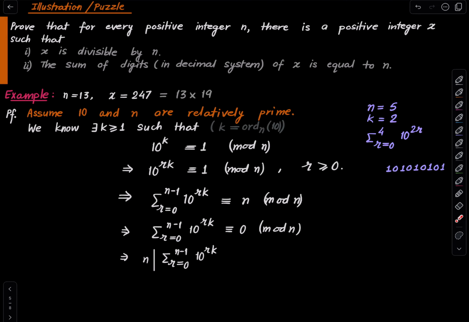When this assumption does not hold, you can easily modify the solution. You can think about it. You can write n as a product of two things, where one is relatively prime to 10 and the other is the remaining part. I'll make a guided exercise in the next lecture to address the other case, the remaining part of this proof. But this is the main idea.